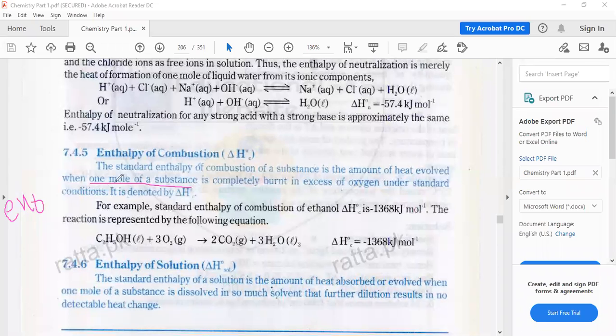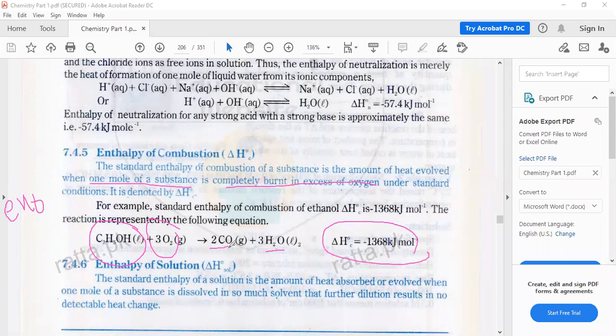So what is enthalpy of combustion? 1 mole of substance is completely burned in excess of oxygen under standard conditions. The standard conditions are 25 degrees Celsius temperature and 1 atm pressure. So here you can see ethanol is burning in the presence of excess of oxygen. Carbon dioxide plus water is formed. The reaction is exothermic. This is a combustion reaction.